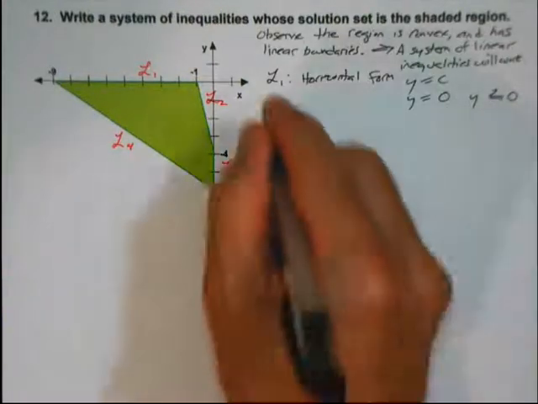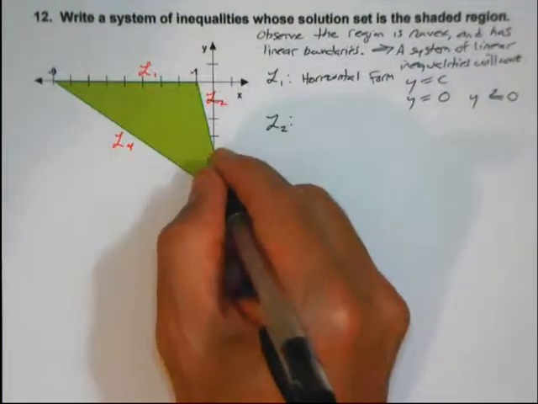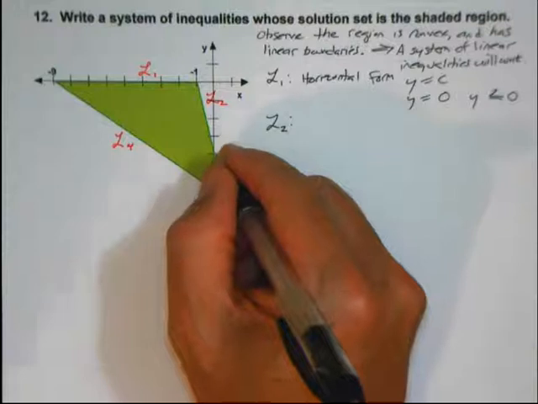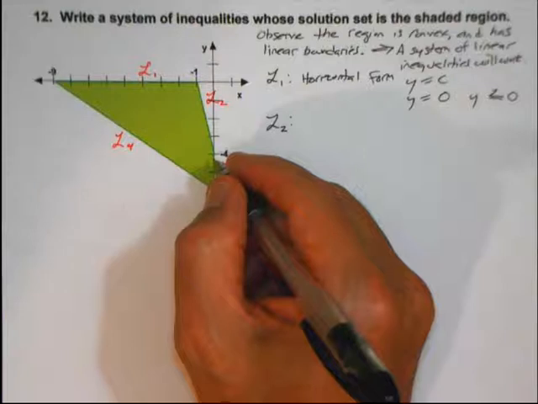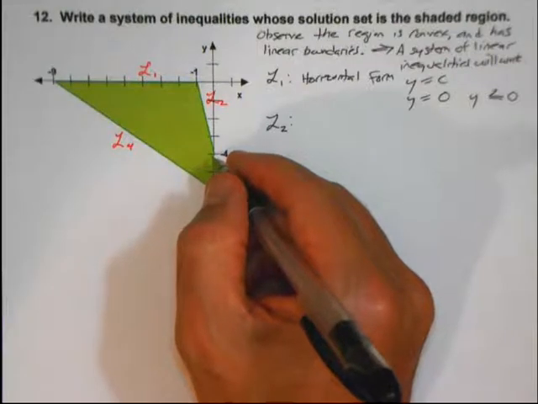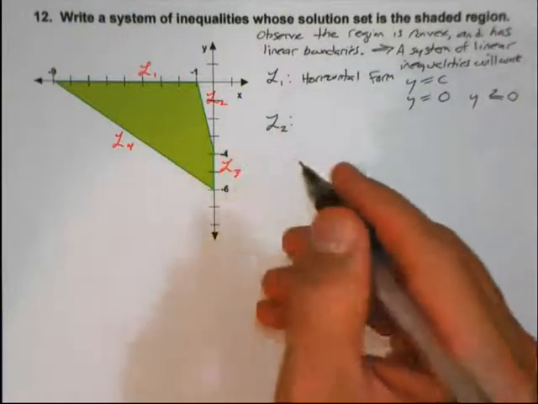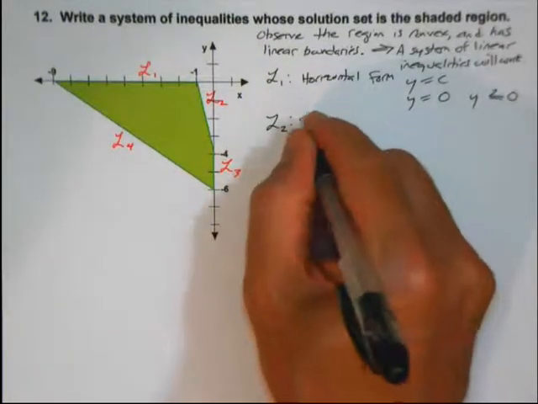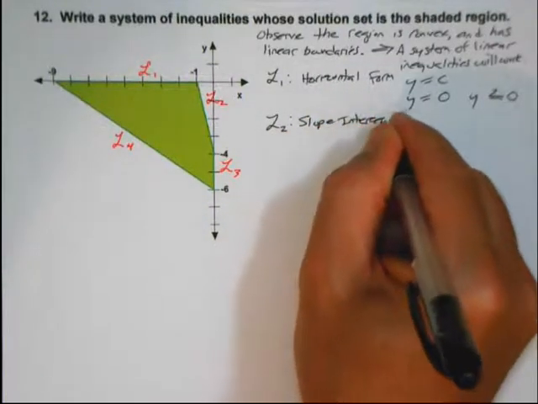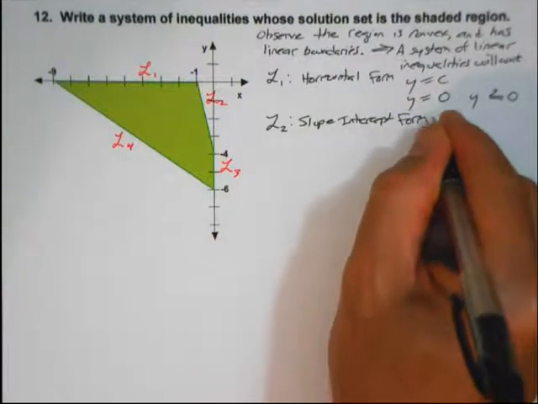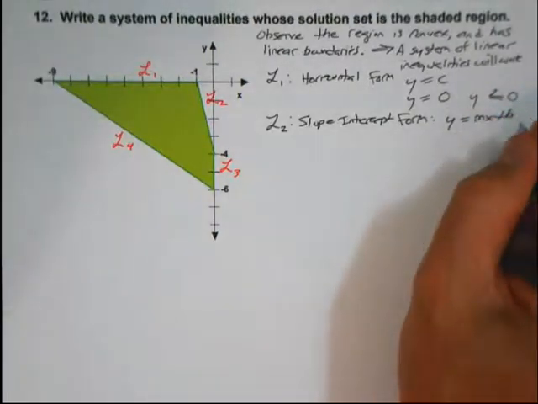Okay, let's go on to L2 and get the inequality whose boundary line is L2. Let's see. This information available here, we have a couple of intercepts available. So we could use intercept form, or we could use slope-intercept form. Either way. Okay, let's try slope-intercept form in this case. What is that form? That's y equals mx plus b.